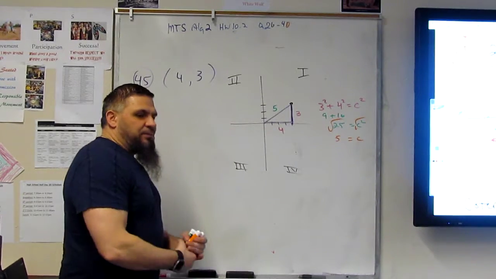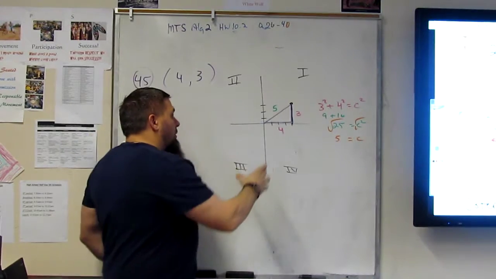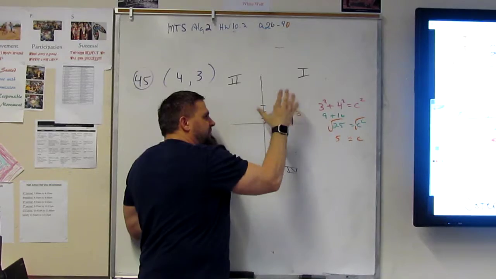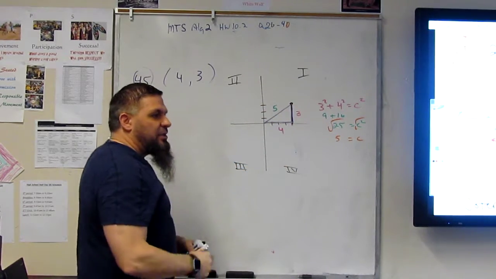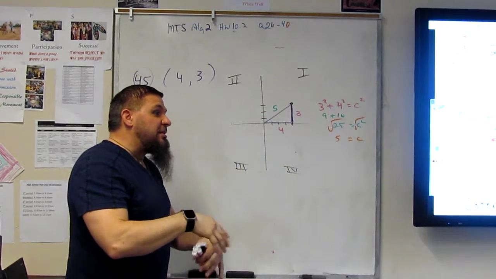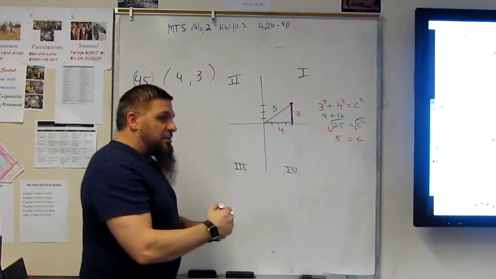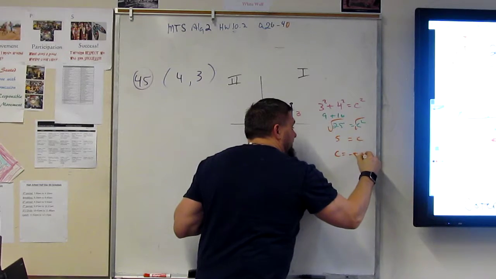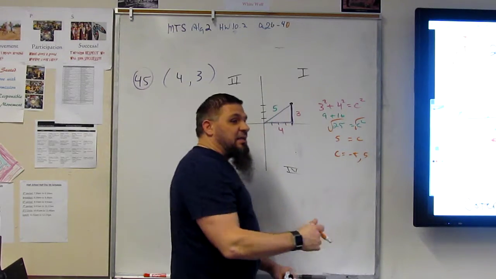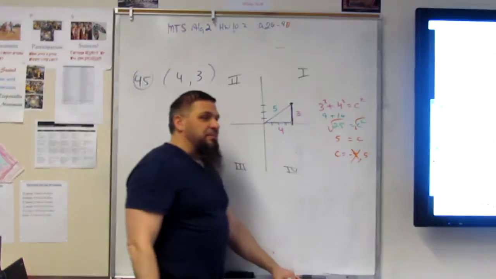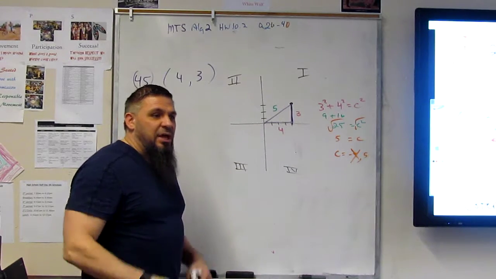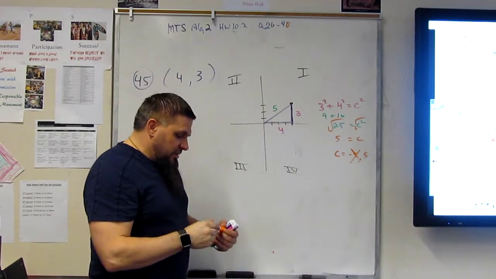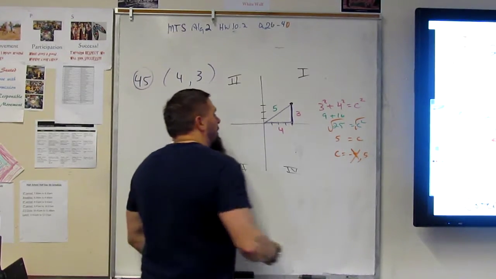Okay, so distance can't be negative 5. So it has to be 5, right? Just like in our logs, remember you couldn't take a log of a negative number? The square root of 25, c is equal to negative 5 and 5. But just like in the logs, this isn't possible in a distance. You can't have negative distance unless you're talking about a vector. And that'll come later. So, it's 5.